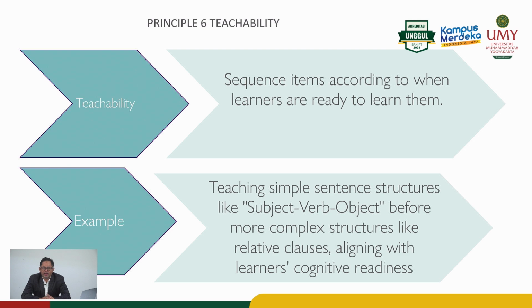The next principle is teachability. Teachability sequences items according to when learners are ready to learn. So when the learners are ready to learn, then we sequence the items according to the readiness of the learners. Teaching simple sentence structures like subject-verb-object before complex structures like relative clauses aligns with the learner's cognitive readiness. So the simple one, I think, is in line with the cognitive readiness of the students.